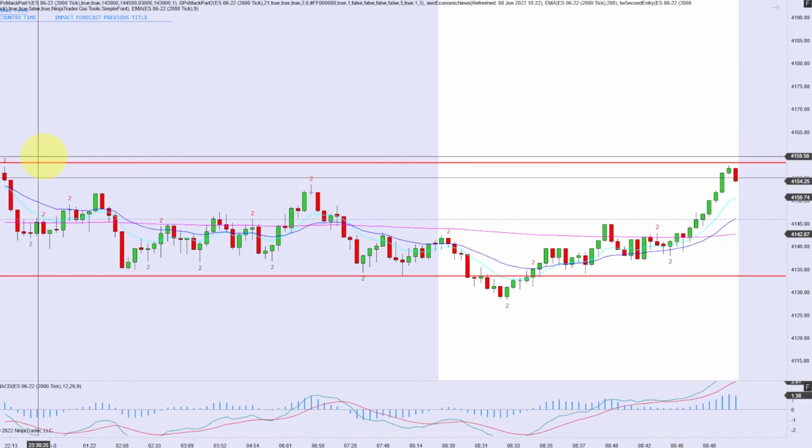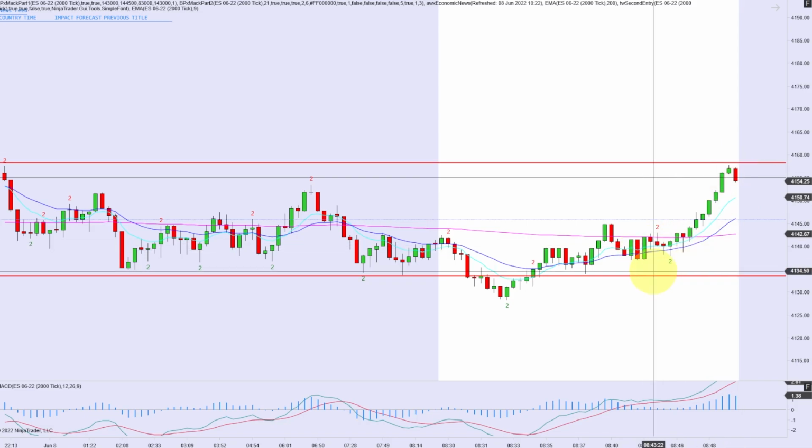Up to the top of this trading range that we marked earlier. So that's really no surprise. Prices push exactly where we want them to go.